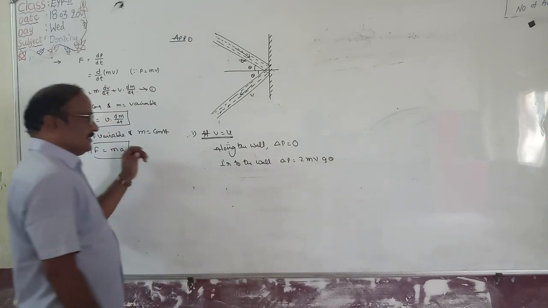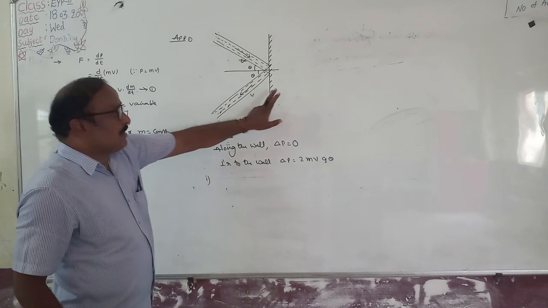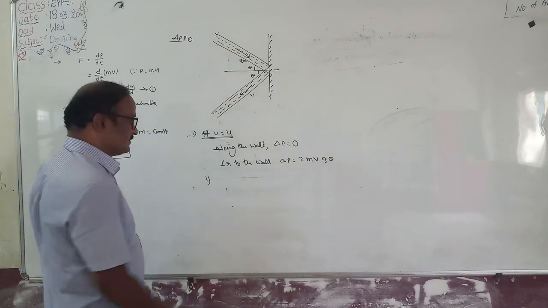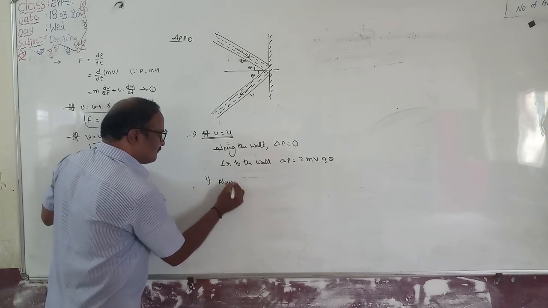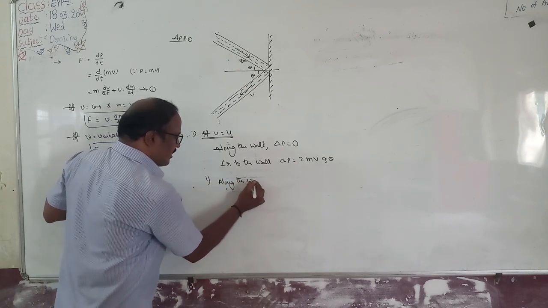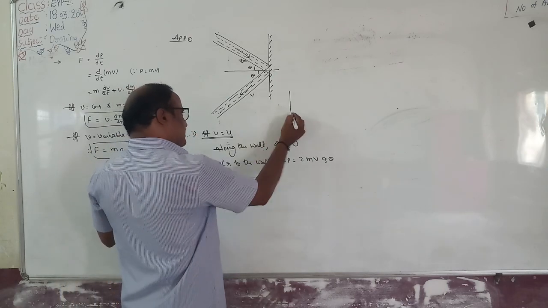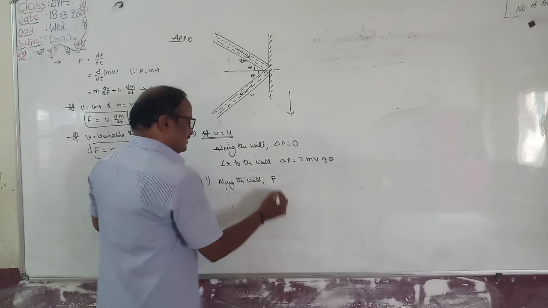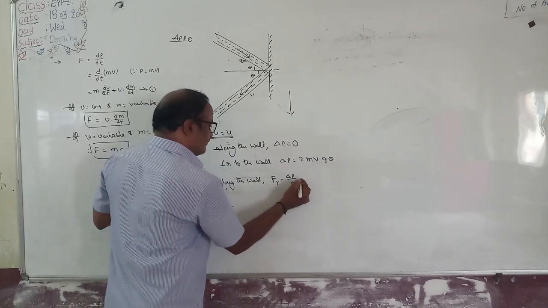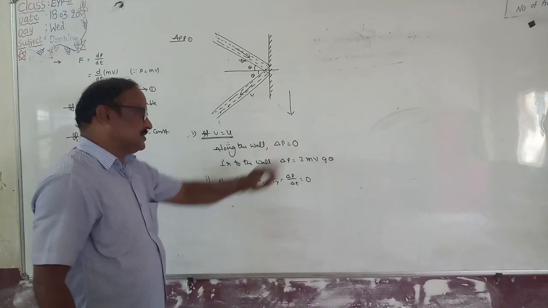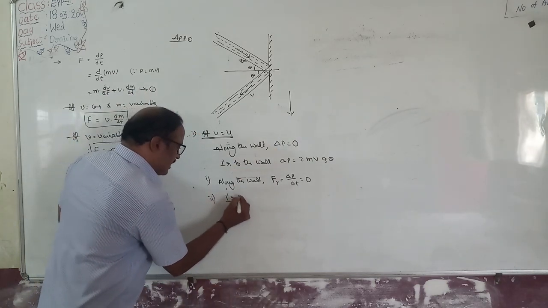Right? Next, find the force exerted on the wall by the jet. Therefore, along the wall, the force acting on it, along the wall meaning it is lying in the y direction, Fy is equal to delta p by delta t. What is it? 0, because delta p is equal to 0. Next, the second one, perpendicular to the wall.